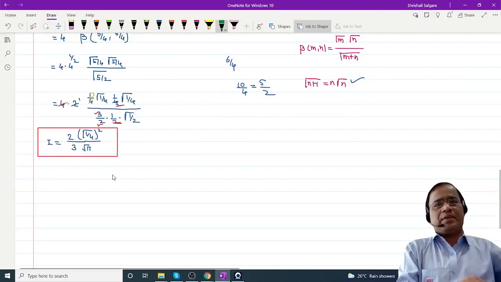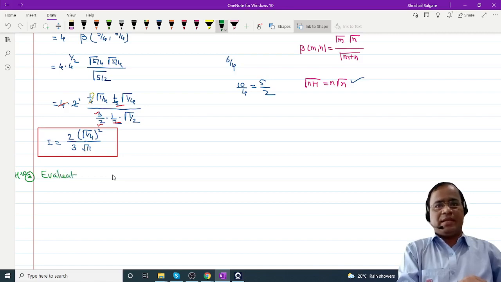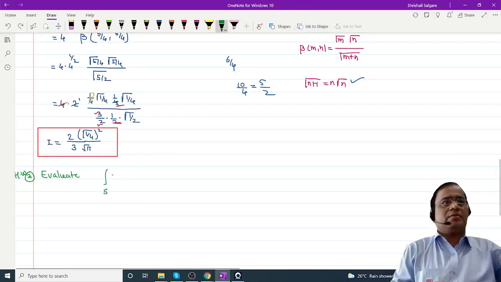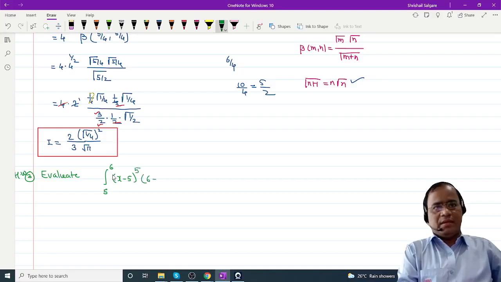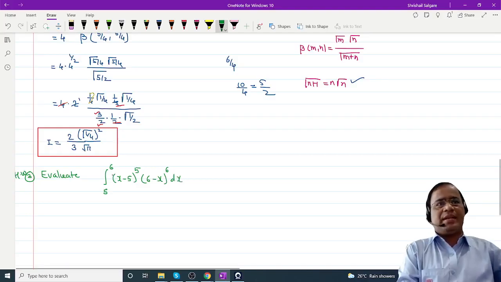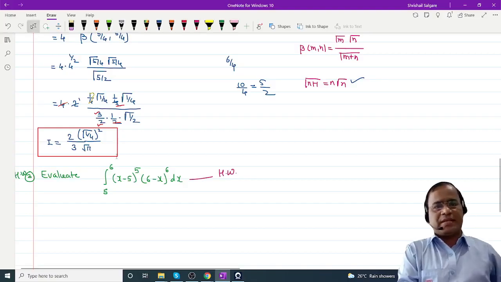One example you can take as homework. This is the third one similar to this. So take down the statement: evaluate the integral from 5 to 6 of x minus 5 raised to 5 and 6 minus x raised to 6. You complete it as homework. Only one example you can practice.